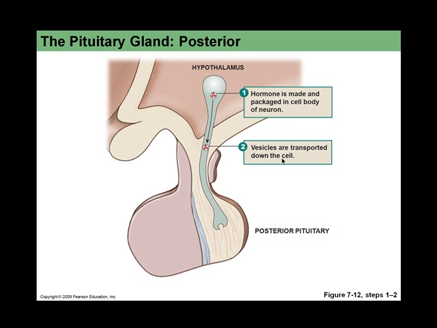Then the vesicles are transported down the axon, and the axons are in the neurohypophyseal tract, hypothalamo-neurohypophyseal tract, to be specific. And they reach the terminal within the neurohypophysis or posterior pituitary. So they are stored there and they're ready for release. Remember, the prohormone is being processed as it's being delivered down to the nerve terminal.